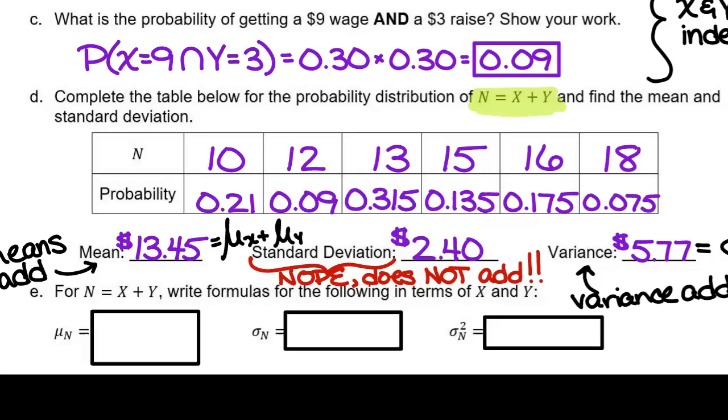So my means add, my variances add, standard deviation doesn't. Most of the time they don't give us the variance in a problem though, but they will give us the standard deviation. If I have the standard deviation, how do I find the variance? Square it. So if I get the standard deviation of distribution A and the standard deviation of distribution B, I can square them both, add them together, and then square root that answer. And that gives me the new standard deviation.